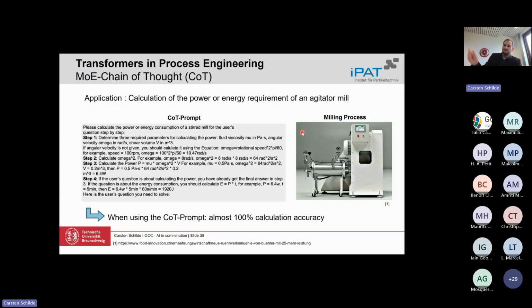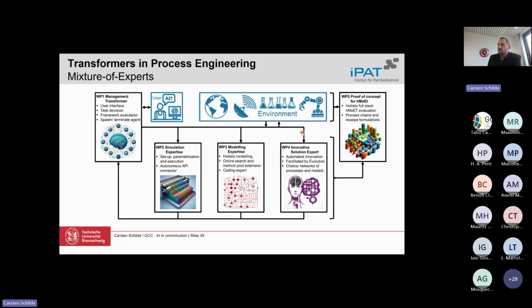In this case, we are able to reach 100% accuracy, but there are a lot more possibilities here. You can also think about one that does the simulation, or one that does the machine learning, or you can think about innovative, creative transformer methods, which is also possible nowadays. And this is the idea we are focusing on at the moment, our mixture of experts system.